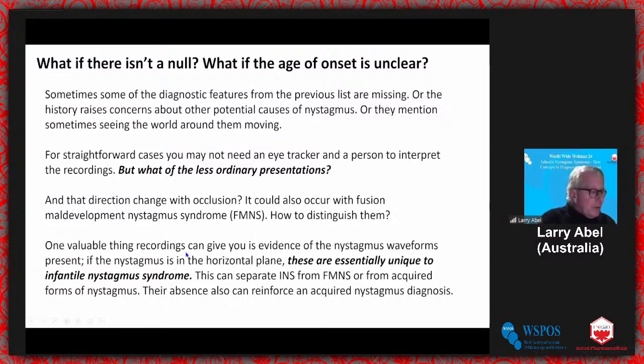The waveforms of infantile nystagmus are unique to the condition if in the horizontal plane. They're pathognomonic. So you can use them to tell INS from FMNS or from acquired nystagmus.